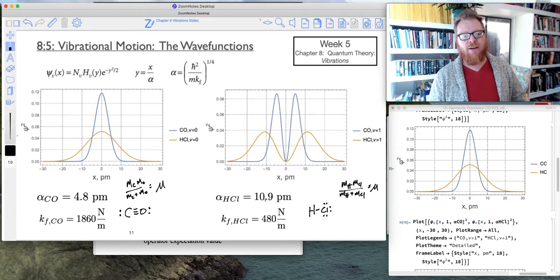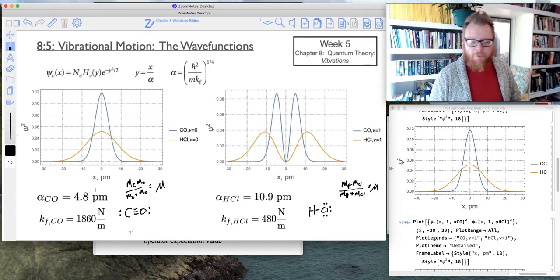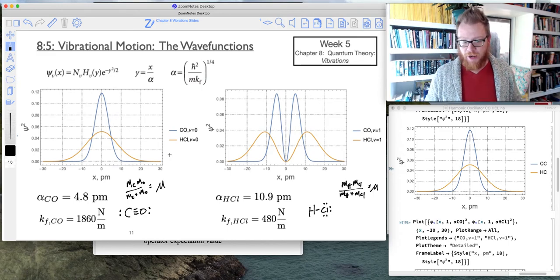You can see that 10.9 picometers, it's hard to say where that shows up. But this alpha, because y is x divided by alpha, is really just setting the scale for our x-axis. Here you can see this x-axis now, because I'm using realistic alphas, is in units of picometers. Conversely, you can see the ground state of carbon monoxide is a much narrower, more compressed spring, which makes sense given that it's got a triple bond.